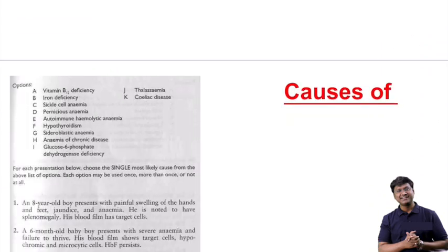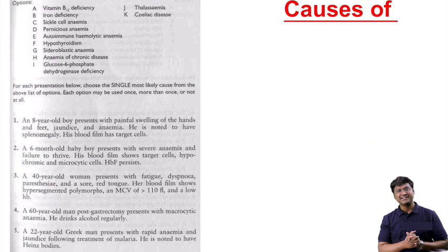Next. So another question is also like the clinical scenarios, and you need to match what is the cause of anemia, right? So I have given you different clinical scenarios and you need to know what is the cause of anemia there. An 8-year-old boy presents with painful swelling of hands and feet, jaundice and anemia. He is noted to have splenomegaly and his blood film has the target cells.